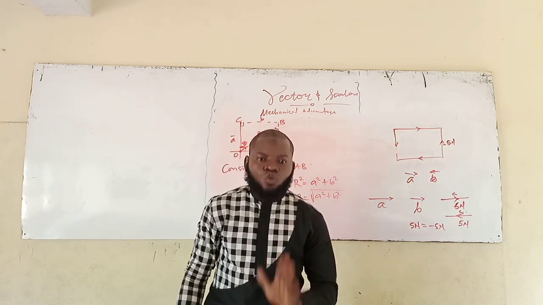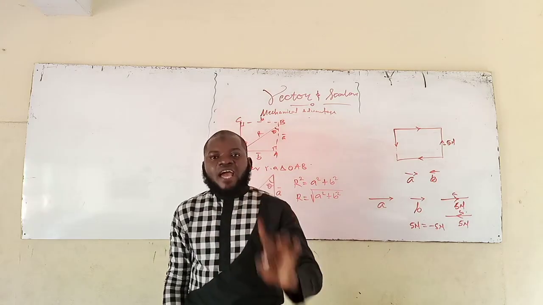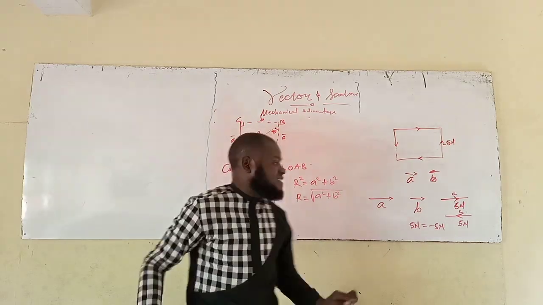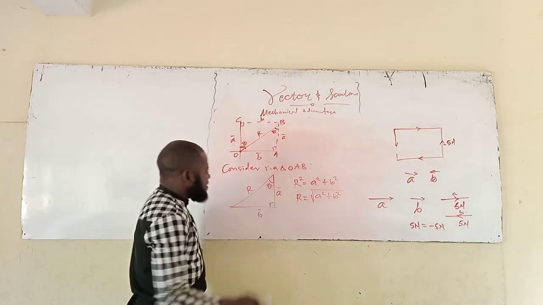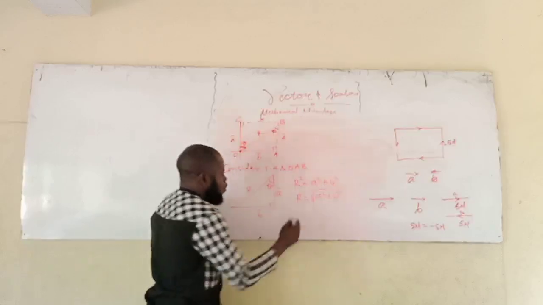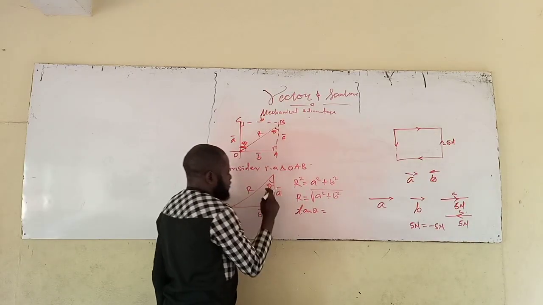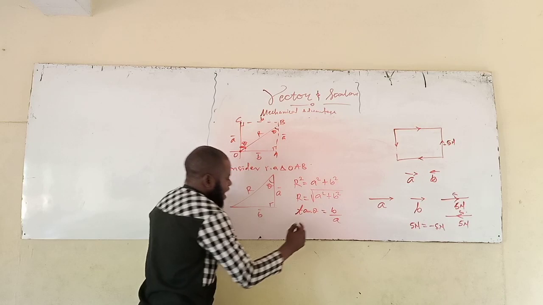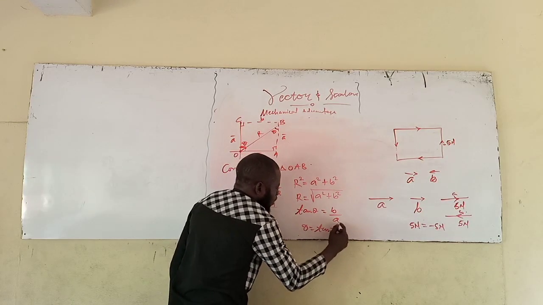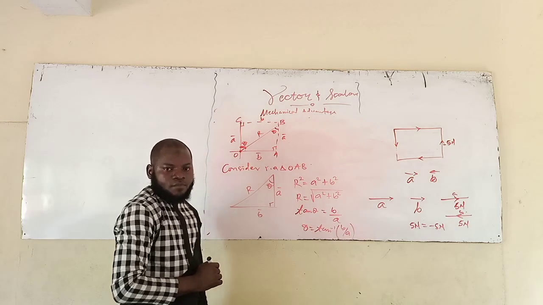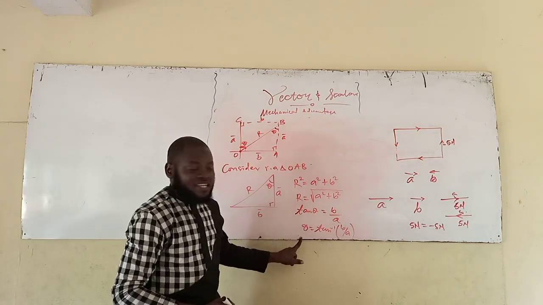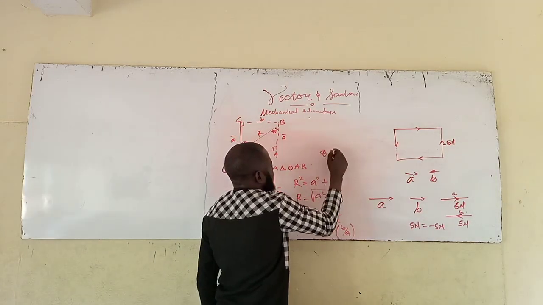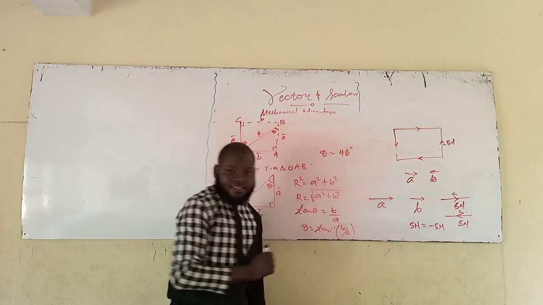But is that all? No. Because it is a vector, there must be direction. So the next thing you need to do now is to determine the direction of R. And how do you determine that? You find the value of theta. So tangent of theta is going to be opposite, which is B, over adjacent, which is A. Therefore, theta equals arctan of B over A. So whatever you have as the result of theta, that will determine your direction. Class, let's assume that theta is 46 degrees, for instance.